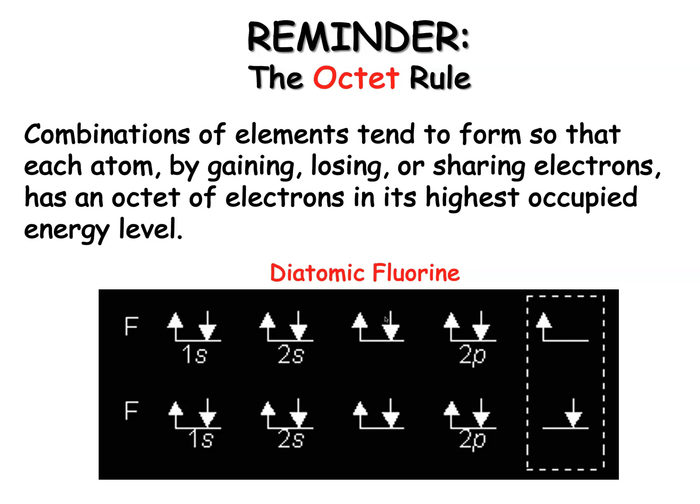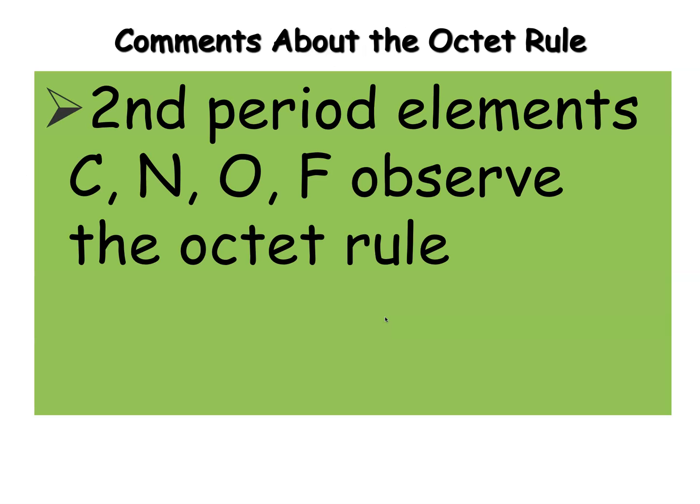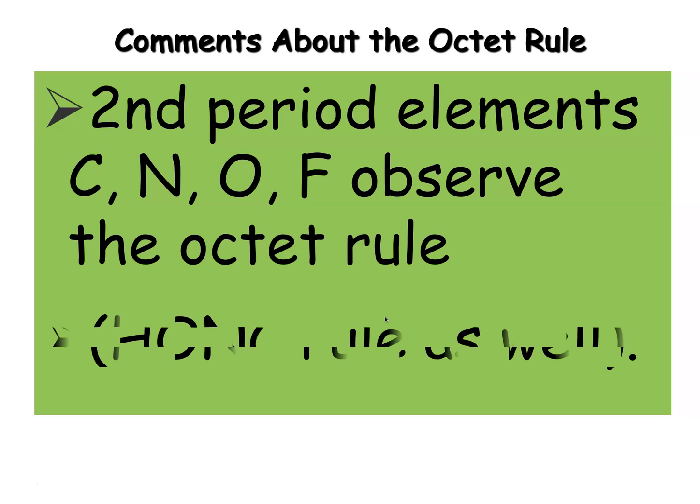So again, the octet rule, dealing with atoms when they form bonds, want to have 8 valence electrons. That is the goal every single time. So looking at 2 fluorines, they come together, share that electron, and therefore they all have 8, is what they want. Second period elements, carbon, nitrogen, oxygen, fluorine, they will always observe the octet rule.